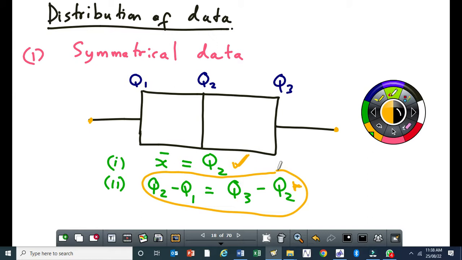Because most of the data sets that you encounter are either skewed to the left or skewed to the what? To the right. So these two will work at this stage.